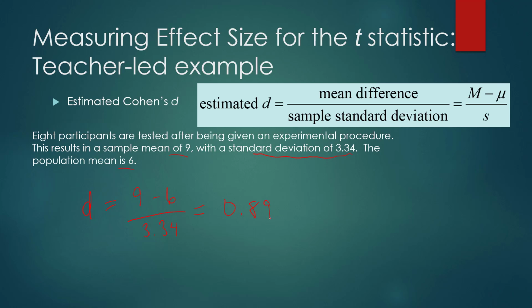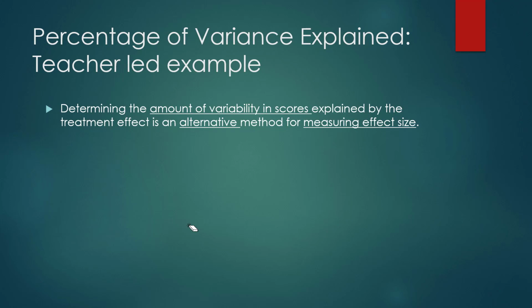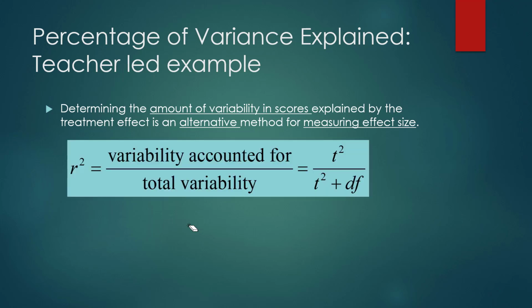Now that's a pretty large effect size if you remember looking back. So an alternative for measuring effect size is to determine how much of the variability in scores is explained by the treatment effect. If we can measure how much of the variability is explained by the treatment, we'll obtain a measure of the size of the treatment effect. So it's just a different way of looking at effect size. And you'll see both Cohen's d and this r squared represented in the literature. And this is again that move towards the new statistics, making sure that we're reporting effect size in addition to the null hypothesis significance testing.